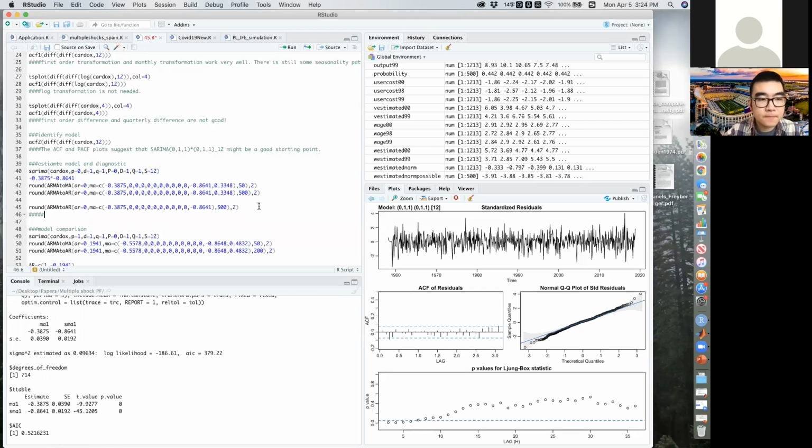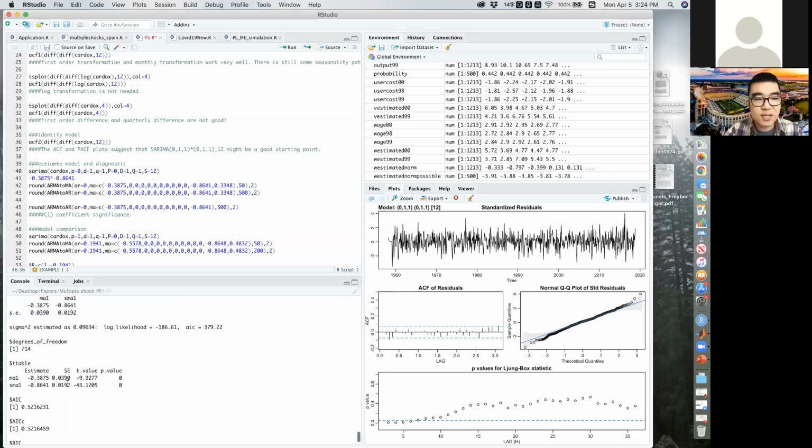Number one, significance. So clearly, both the MA part and the seasonal MA part are statistically significant. Okay, so this is good. And number two, we want to check if this is a valid ARMA model.